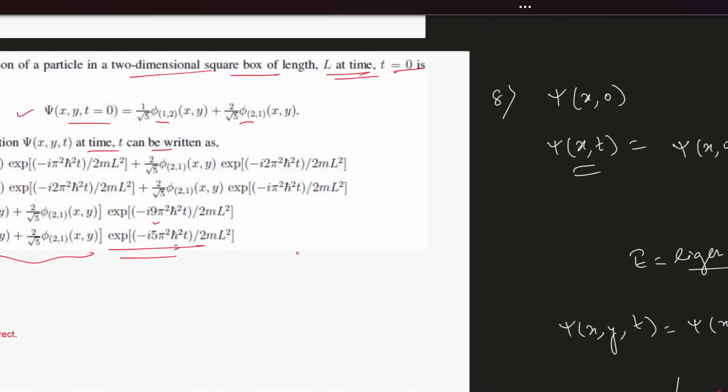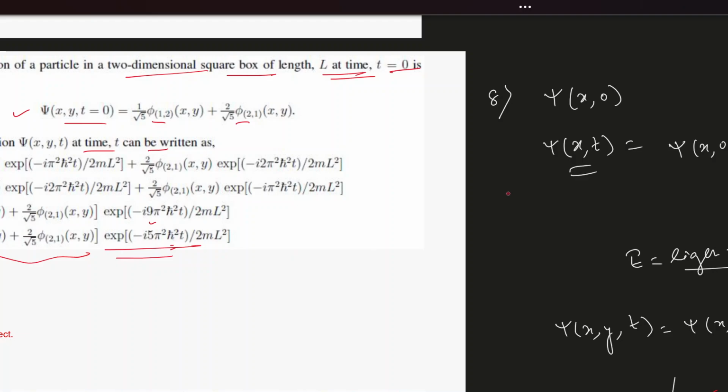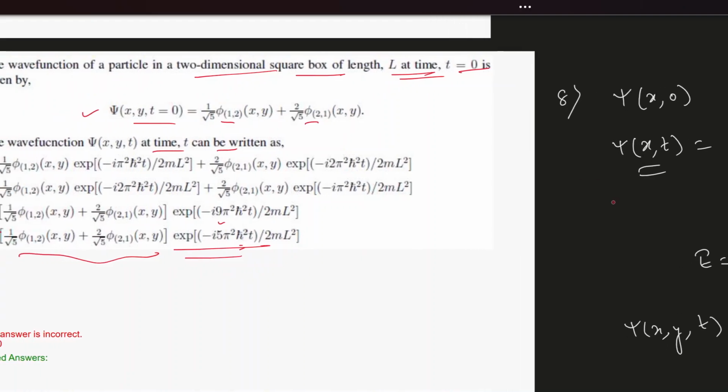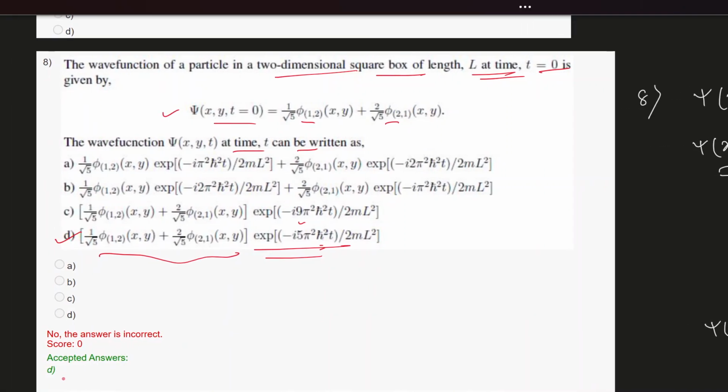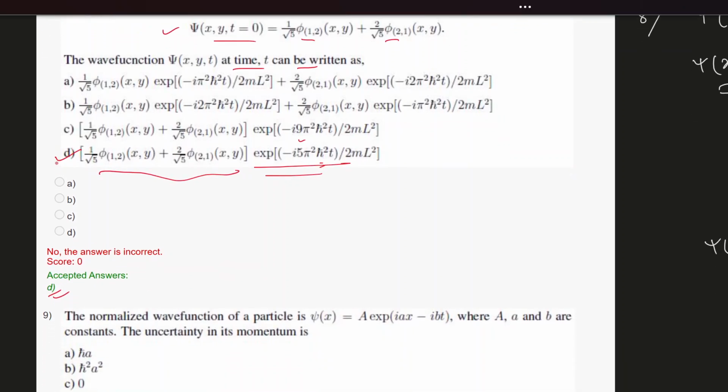This h cut square should possibly be h cut, or sometimes this can also be taken as 1. So instead of that you can just take the closest match as h, this option number D.